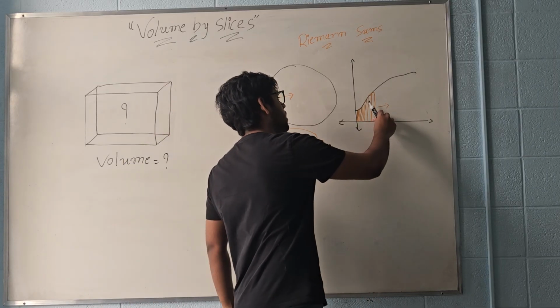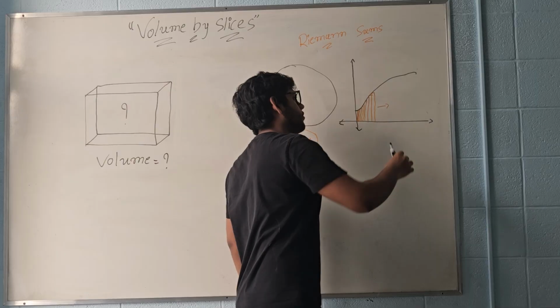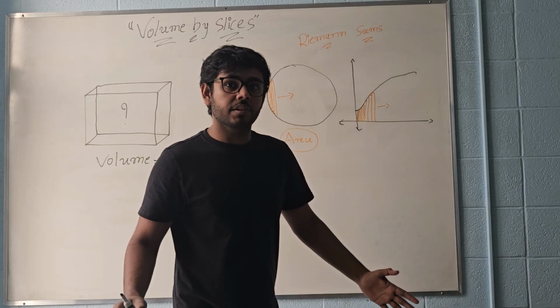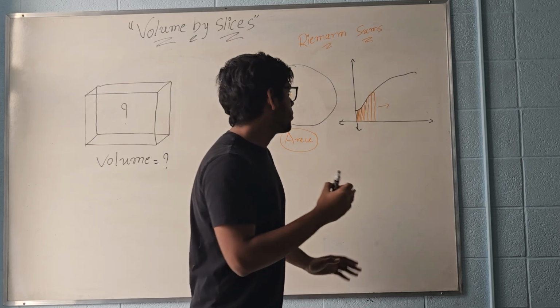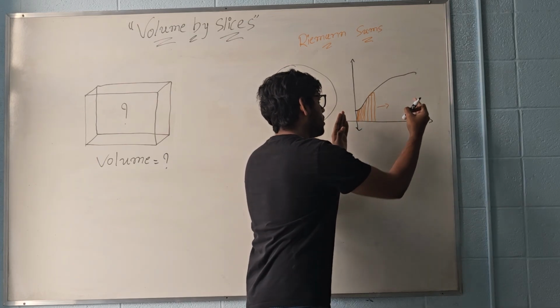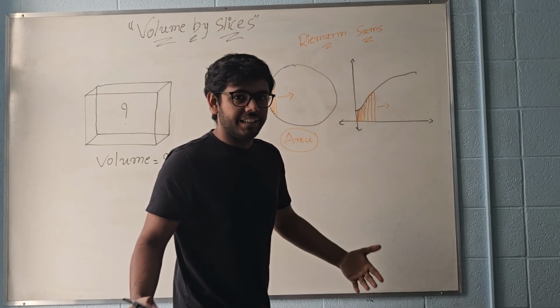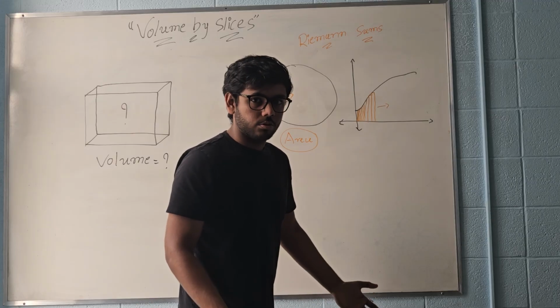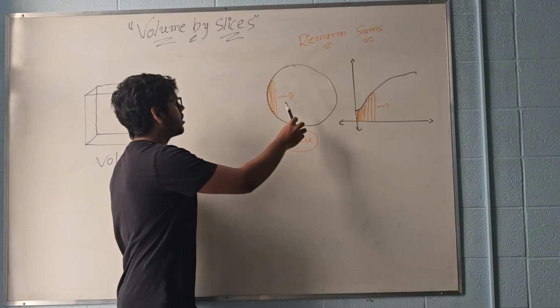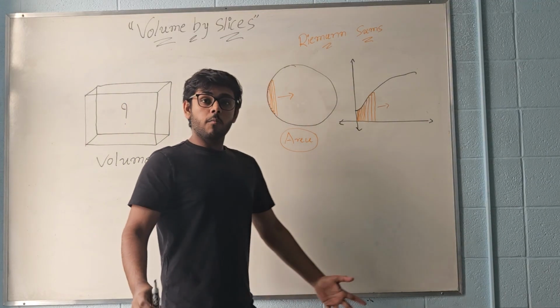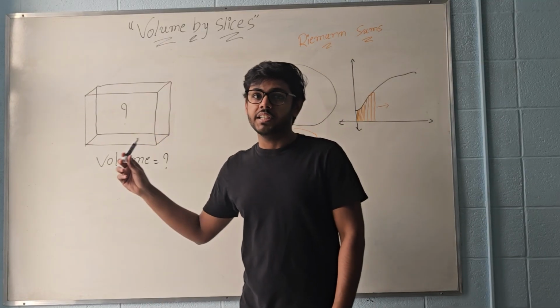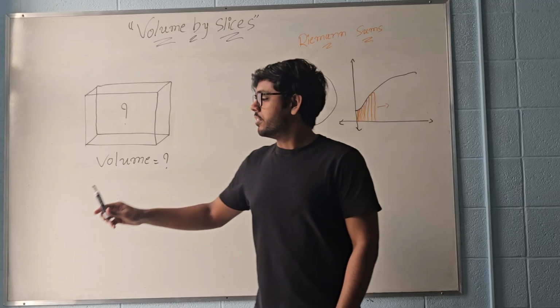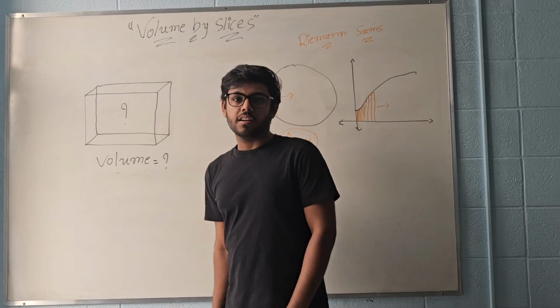We were just cutting this area into infinitely many thin rectangles, and we were taking the sum of all those rectangles' areas, and we were actually getting the area under this curve. So in short, we were just taking the integrals and we were getting the area, right? It was so easy. But what if we had a 3D object here? What if we had a 3D cube here? How would you determine the size of that 3D object? How would you find the volume of that 3D object here?